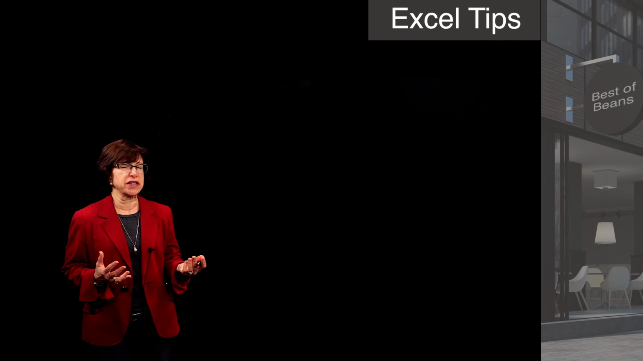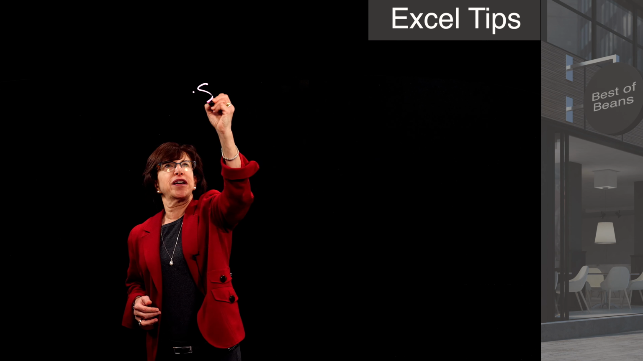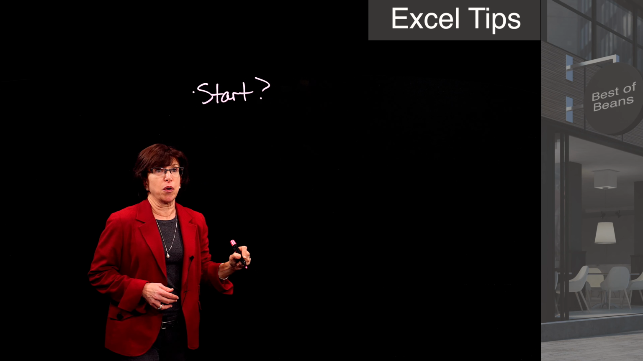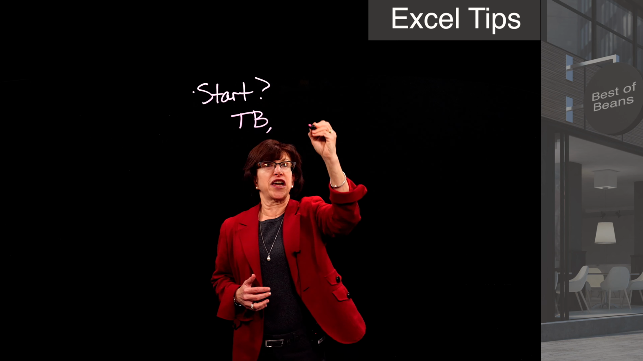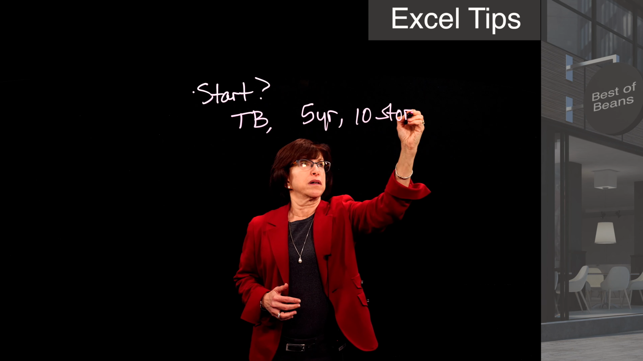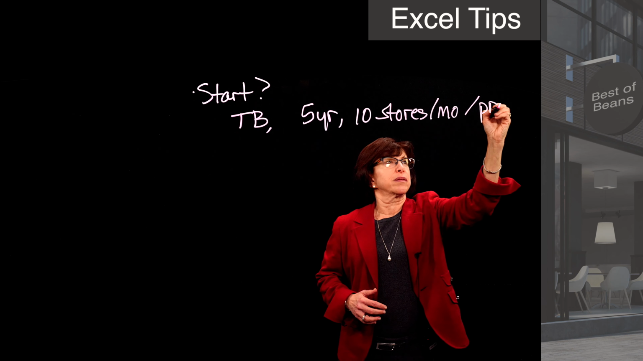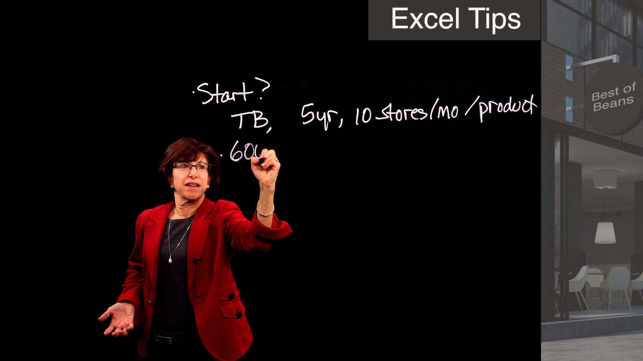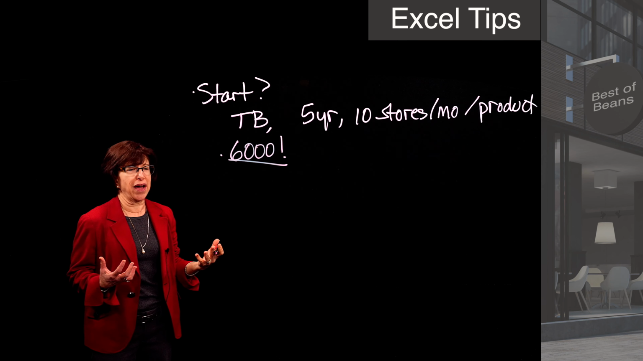So let me give you a few things to think about while you're using Excel. First of all, think about where you are going to start. I've given you a trial balance of 5 years of data for 10 stores by month, by product. It's just one long list. It's about 6,000 rows. So how are you going to get your hands around it? How are you going to do that?